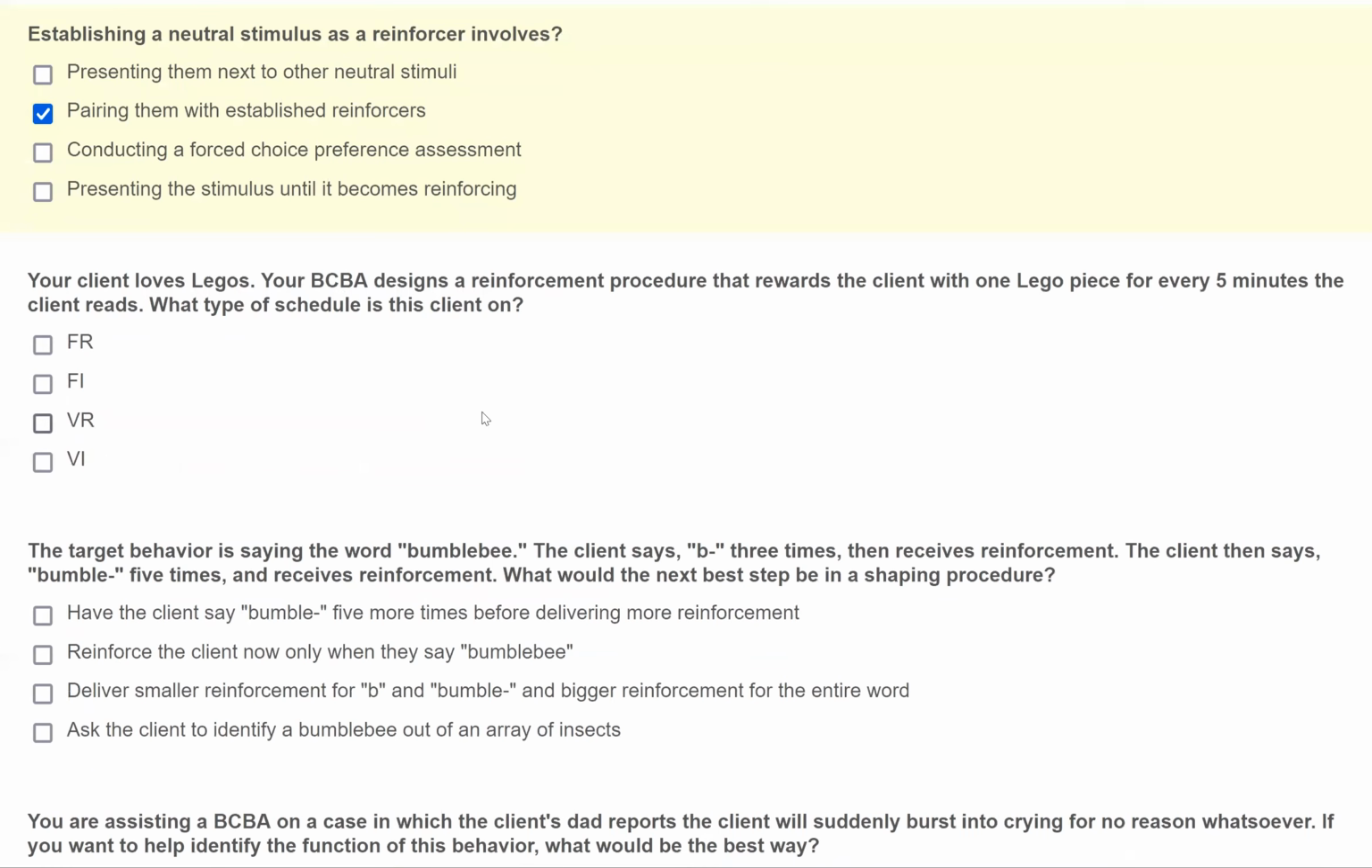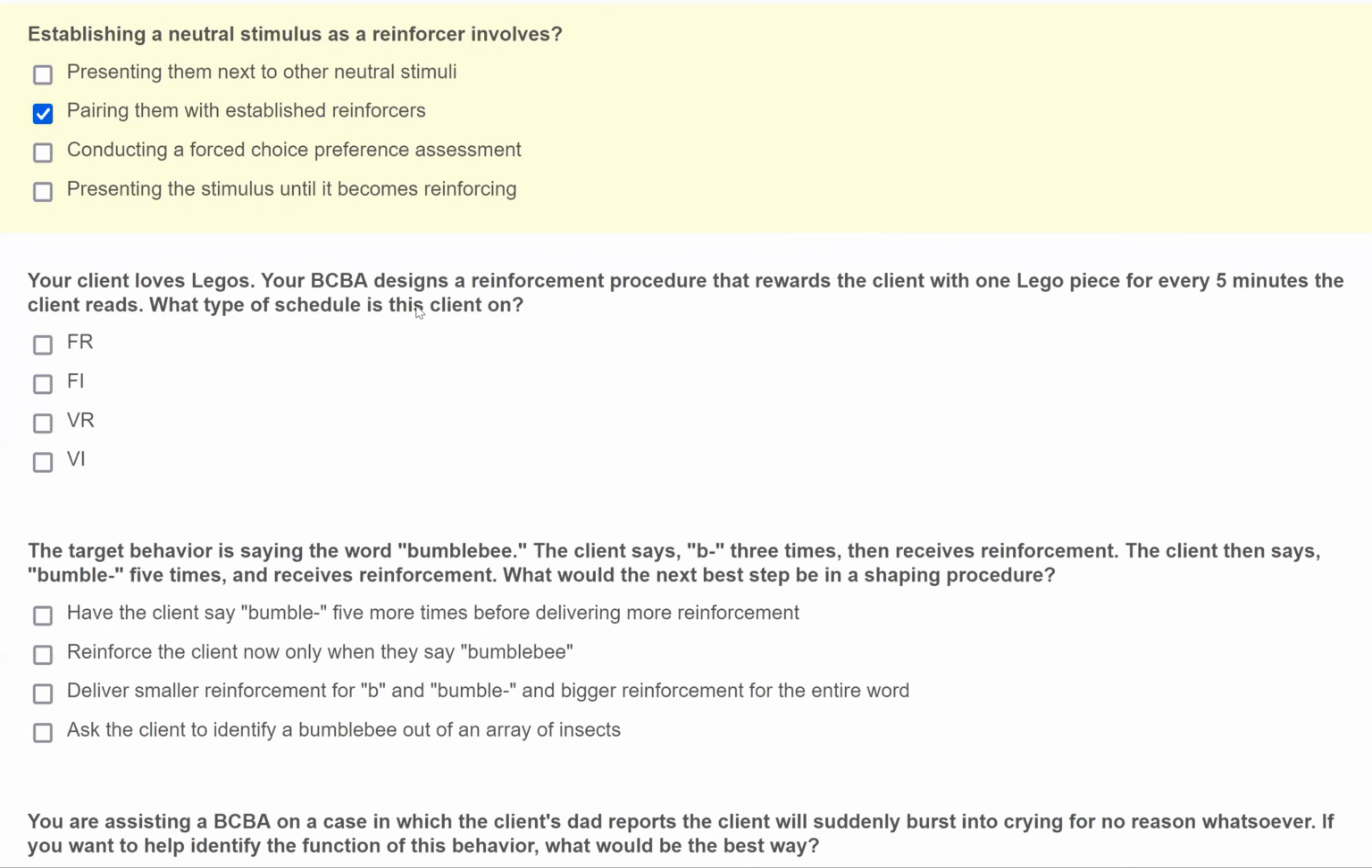Your client loves Legos. Your BCBA designs a reinforcement procedure that rewards the client with 1 Lego piece for every 5 minutes the client reads. What type of schedule is this client on? Let's go through our basic reinforcement schedule checklist. First, ask yourself, are we dealing with an amount of responses or are we dealing with an amount of time? If it's responses, we're going to be dealing with a ratio. If it's time, we'll be dealing with intervals.